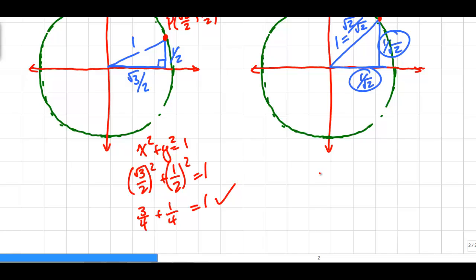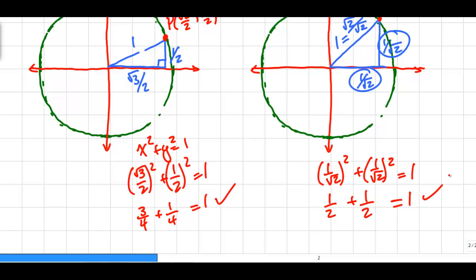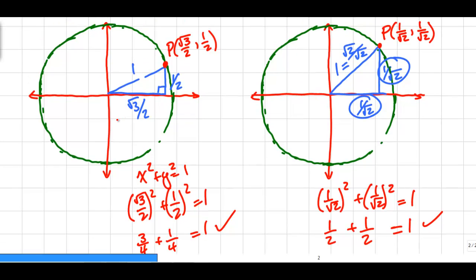And the same thing here. 1 over root 2 squared plus 1 over root 2 squared should equal 1. 1 squared is 1, root 2 squared is 2. This is going to be exactly the same thing, and a half plus a half does equal 1. So we see that those points, which we got to easily using special triangles, are on the unit circle.